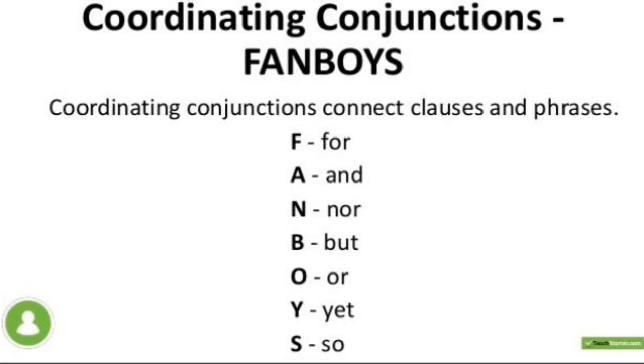Coordinating conjunctions, FANBOYS. Coordinating conjunctions connect clauses and phrases. These are used to connect two independent clauses with each other. F for, A for and, N for nor, B for but, O for or, Y for yet, and S for so. We can use one of the coordinating conjunctions to join the clauses together.